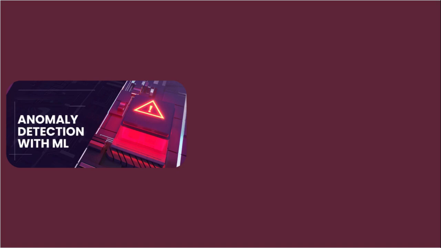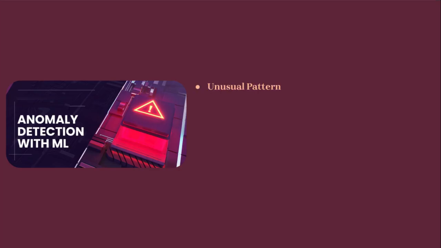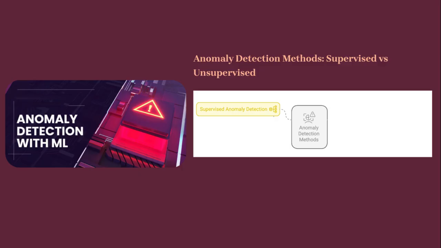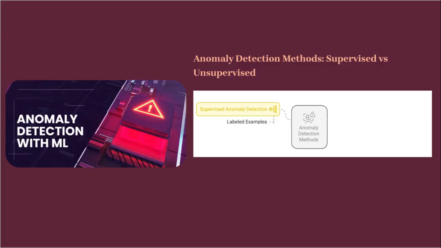One of the most powerful applications of machine learning in AIOps is anomaly detection, identifying unusual patterns or system behaviors that might indicate a problem. Supervised anomaly detection. The system is trained with labeled examples of both normal and abnormal behavior.